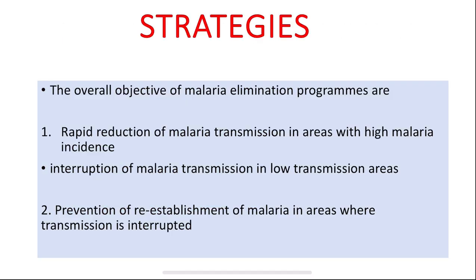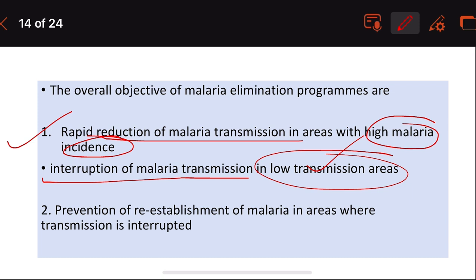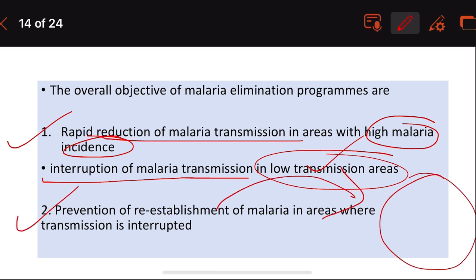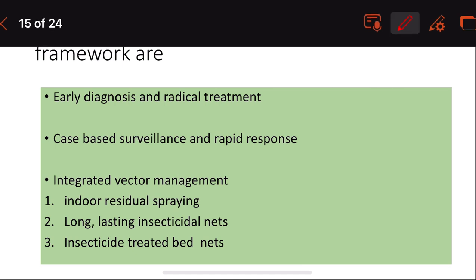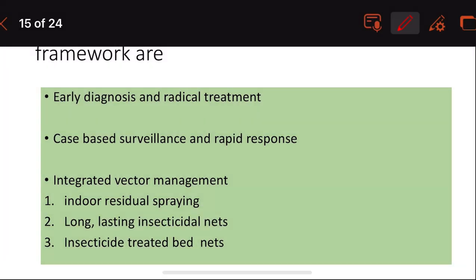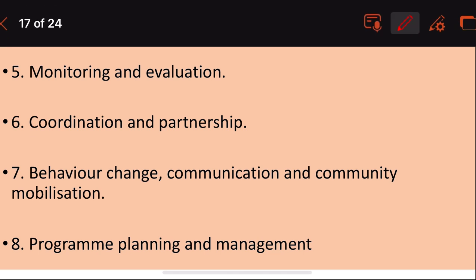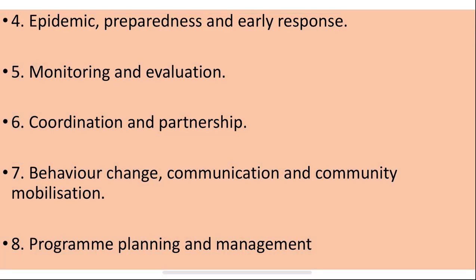From the start, the quick revision of strategies. In the first place, we have to reduce the malaria transmission where there is high malaria incidence. We should interrupt the malaria transmission in low transmission areas. We should prevent the re-establishment of malaria in the areas where the transmission is interrupted. Okay. Next, we saw the broad strategies. They were early diagnosis and treatment, case-based surveillance and rapid response, and the vector management by residual spraying, long-lasting insecticidal nets and insecticide-treated bed nets. Followed by the other points. So we saw that epidemic preparedness, rapid response, monitoring, evaluation, coordination, partnership, behavior change communication and community mobilization, program planning and management. So here we have completely studied and memorized all the strategies.